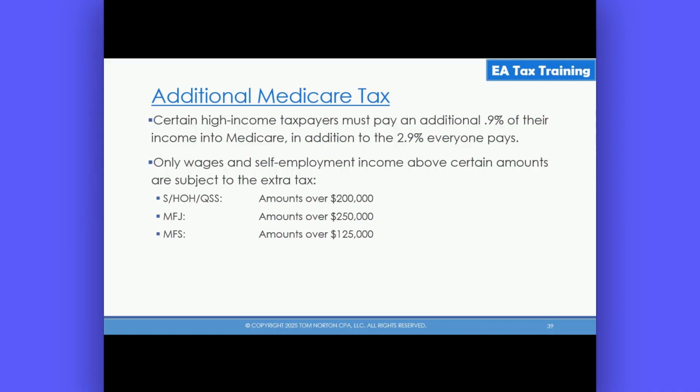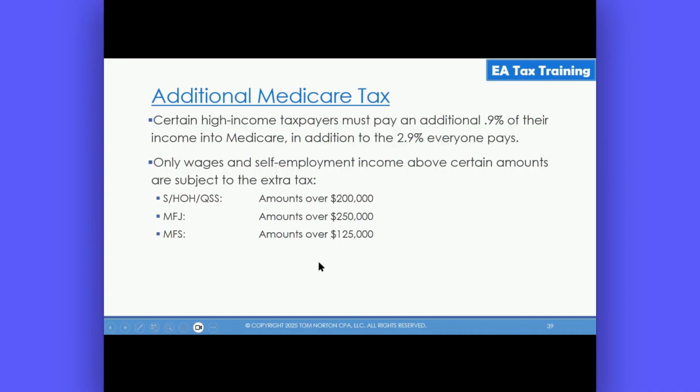Who is subject to this? Well, if you have wages or self-employment income over these threshold amounts, then you have to pay this 0.9%. So if you are single, head of household, or qualifying surviving spouse, if your earned income is over $200,000, then you have to pay the extra 0.9%. If you're married filing jointly, it's $250,000. If you're married filing separately, it's half of that amount, or $125,000.